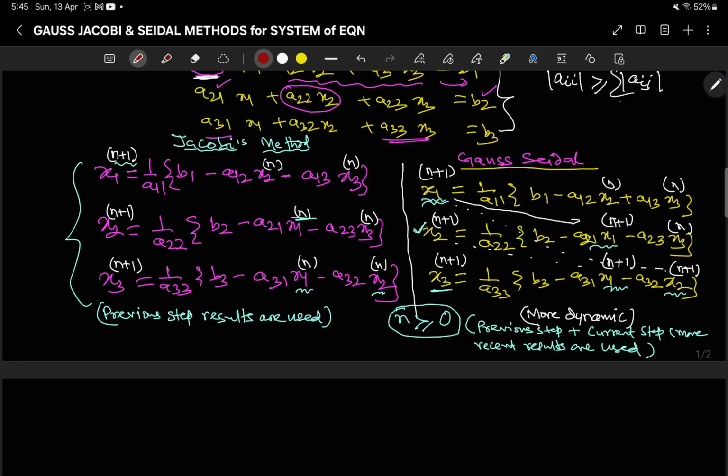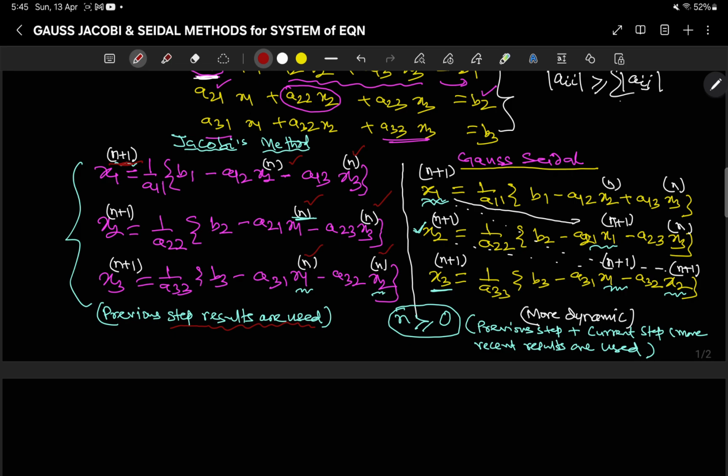So in Jacobi's method, also called Gauss-Jacobi method, the results of the previous steps are used sequentially, right? While we calculate n plus 1, we use the result of the previous step, the nth step. We use the result of the nth step.